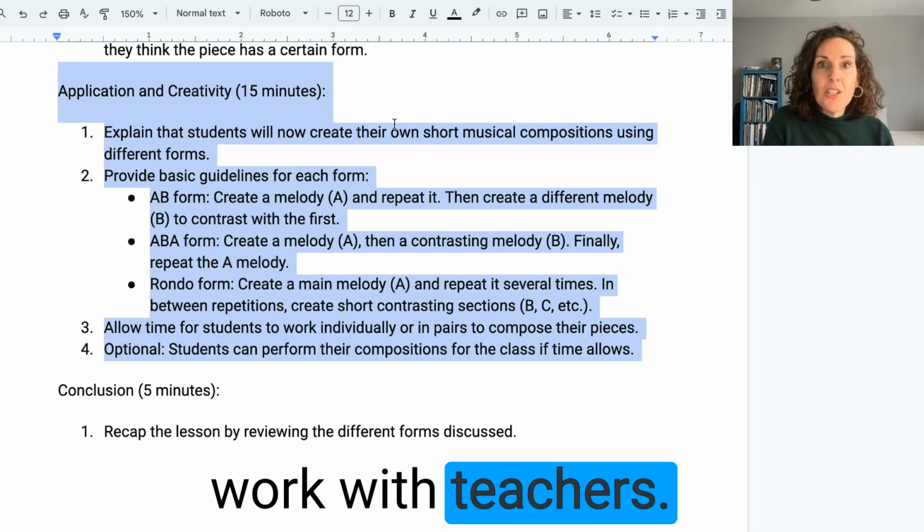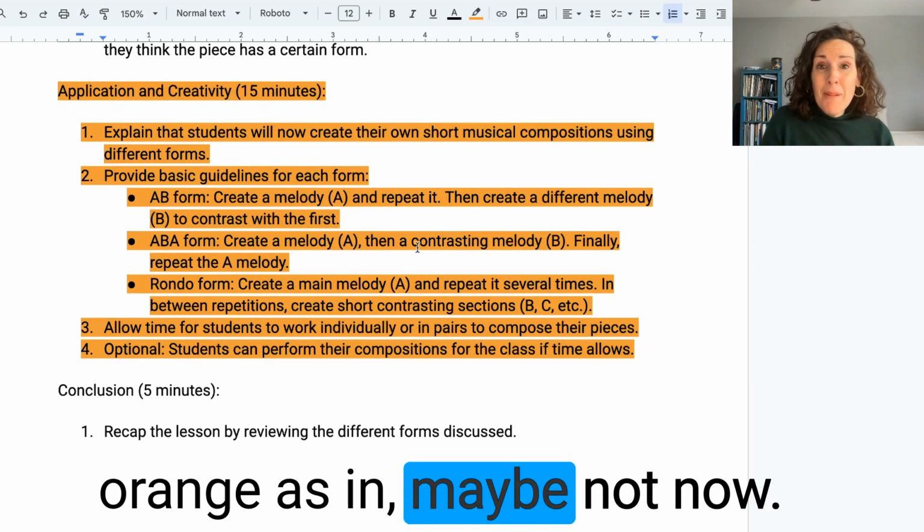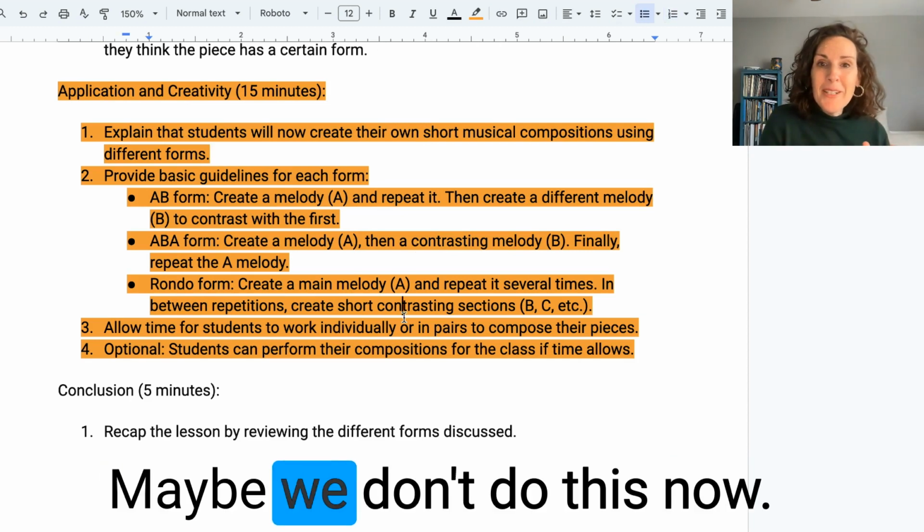Usually when I work with teachers, I'm going to highlight orange as in maybe not now. Maybe we don't do this now.